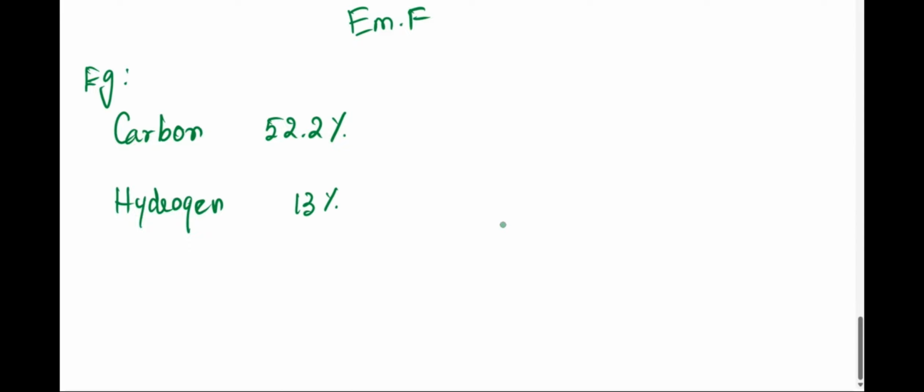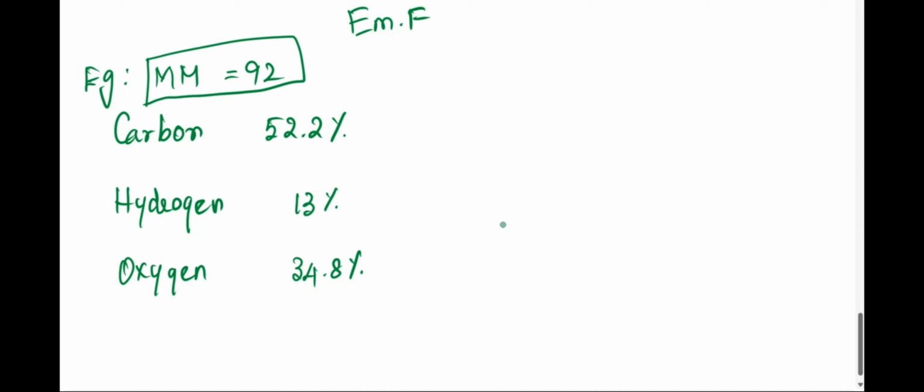...%, and I'm having oxygen, which is 34.8%. Okay, so carbon, hydrogen and oxygen are present in a compound. I don't know how many atoms are present; I have to find it out. And the molecular mass of the compound is 92. I have to find the molecular formula of the compound. So let's find it out step by step.